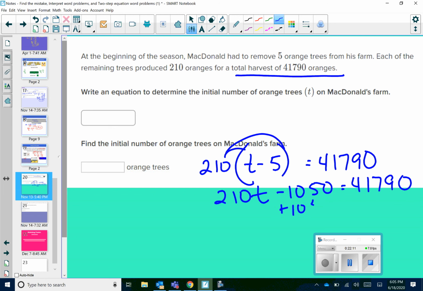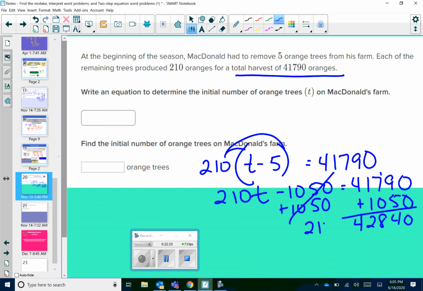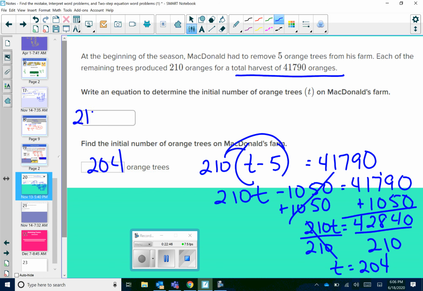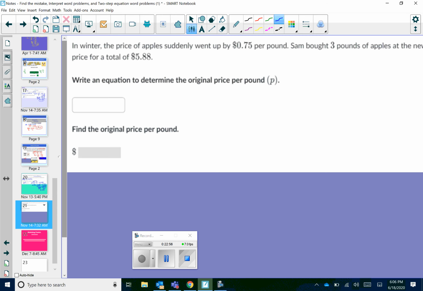And now we're going to add 1,050 on both sides. That leaves us with 210T equals 42,840. And then your last step is to divide through by 210. So 42,840 divided by 210 gives me a final answer of T equals 204. So it's 204 orange trees, and then our equation would be 210 times the quantity of T minus 5 equals 41,790. Let's try one last one together.